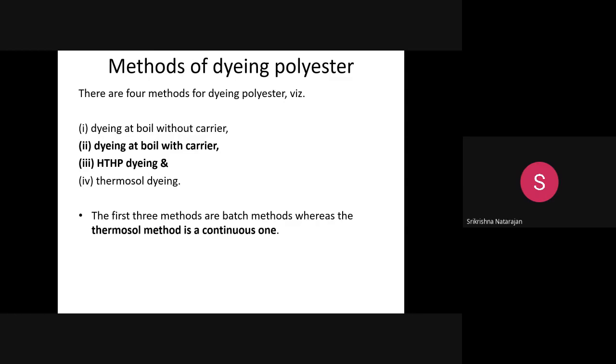So now coming to methods of dyeing polyester, there are 4 methods. One is dyeing at boil without the carrier. Next is dyeing at boil with carrier. Number 3 is HTHP dyeing. Number 4 is thermosol dyeing. Okay, so with these 4 methods you can dye the polyester with the disperse dyes only. But among these 4 methods, from our practical point of view, we are going to discuss only these 2. And in today's lecture, we are going to see only the HTHP dyeing.